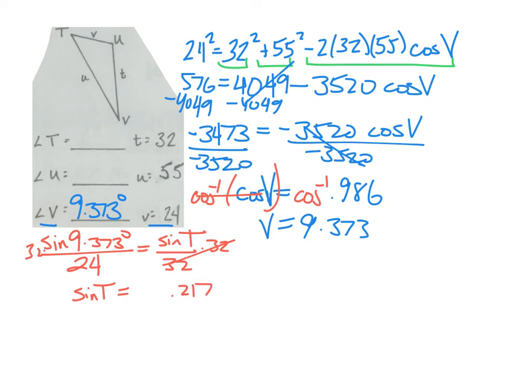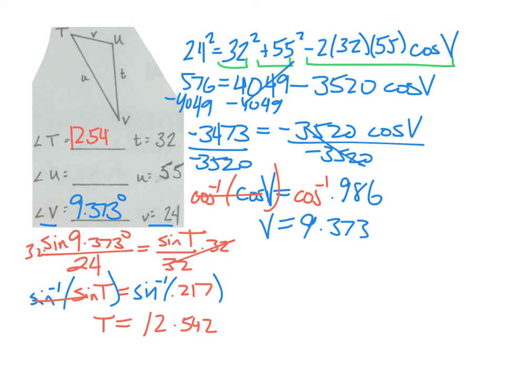Of course, to get rid of the sine, we're going to want to take sine inverse of both sides. And T, after these cancel, will equal 12.542 degrees. The last step, of course, is to come up with angle U.